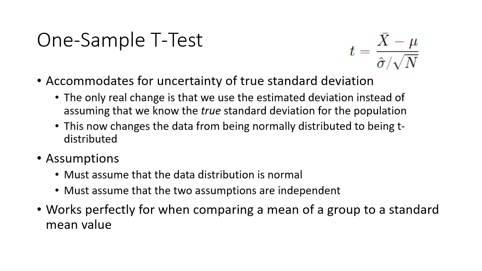In order for the one sample t-test to work, we make all the same assumptions as the z-test except for the last problematic one, assuming that we know the standard deviation of the true population. This is where, once again, the difference is found between the z-test and the one sample t-test. Once we acknowledge that we are using the estimated deviation of the sample, the one sample t-test is perfect for when we want to compare the mean of a group against a standard value.